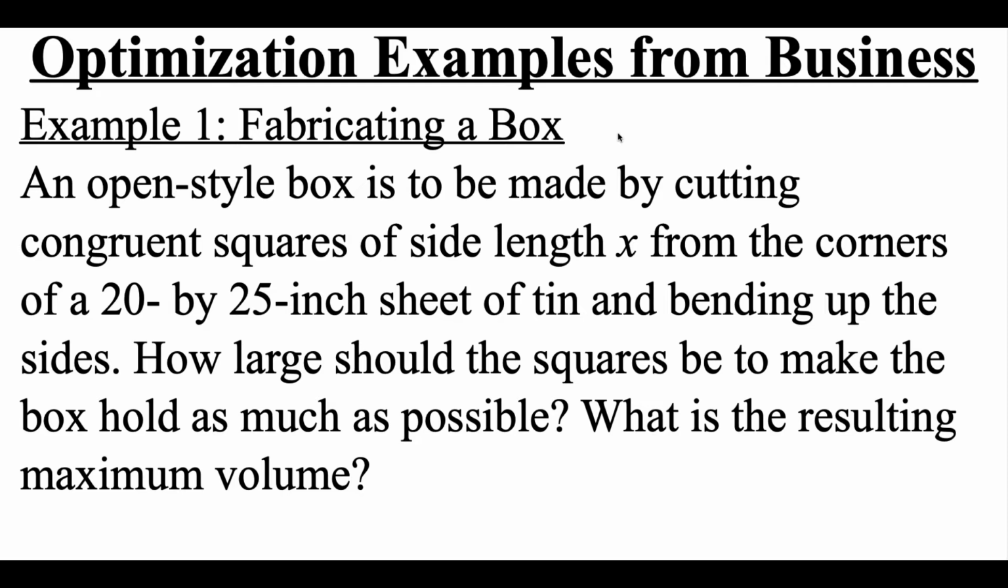In this example, we're going to be making an open style box. We're going to cut out congruent squares of side length x from the corners of a 20 by 25 inch sheet of tin, and then bend up the remaining sides to make the box. We want to figure out how large those squares should be in order to make a box that holds as much as possible, and then also what the resulting volume would be.